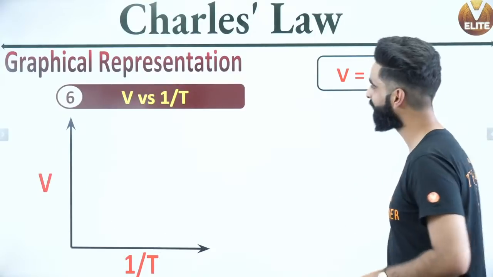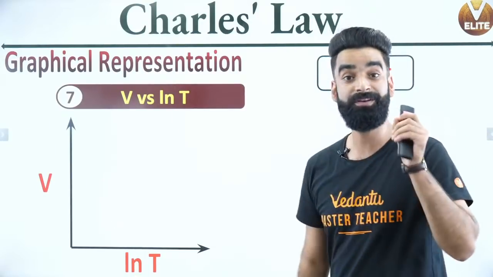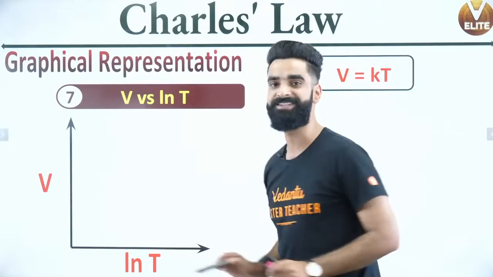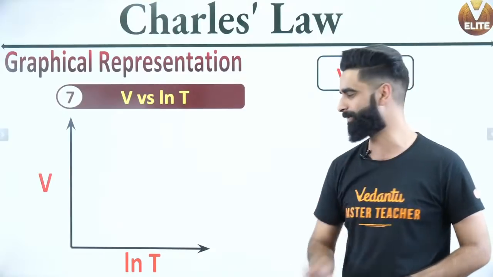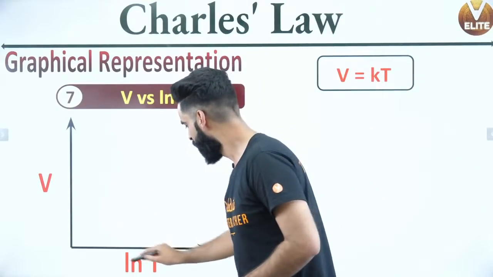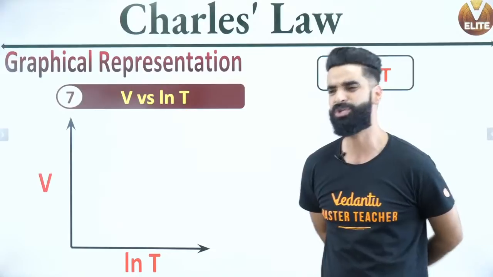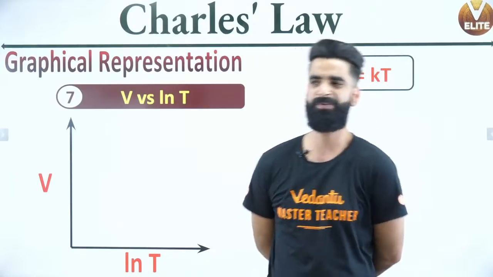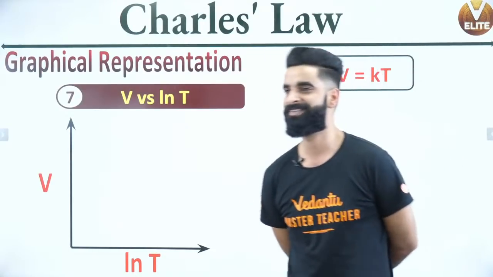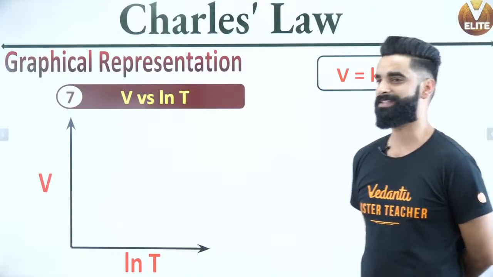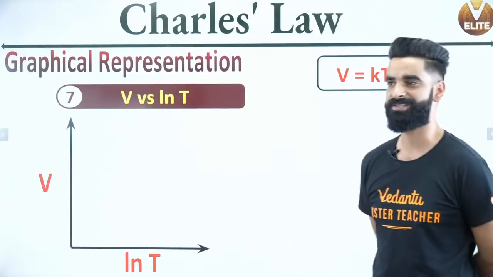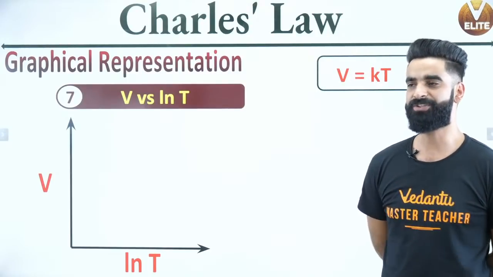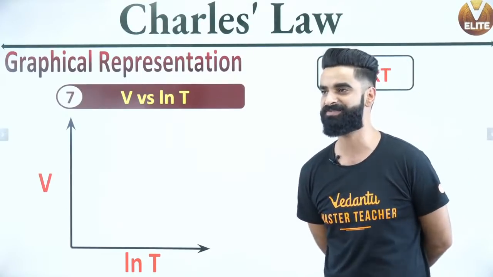Now let's move on to one more important curve. V is equal to ln(t). This is ln of t. What do you think will be the nature of the curve between volume versus ln(t) for Charles law? I'm waiting for your answers. What do you think? V versus ln(t). What do you think will be the nature of the curve? Fast.